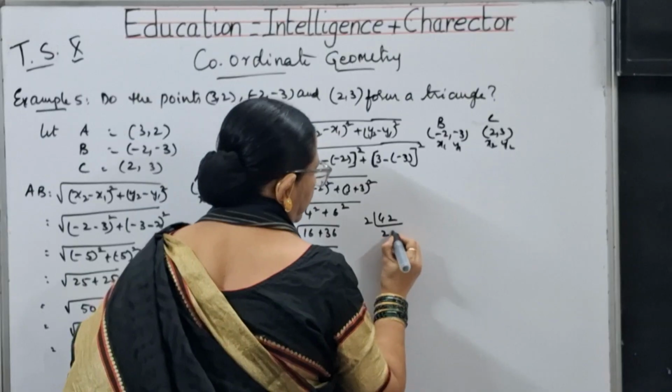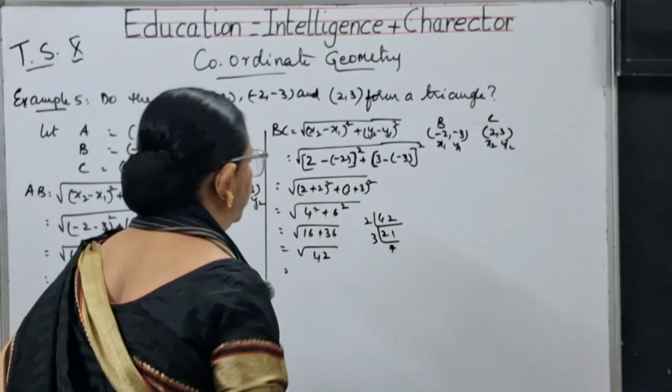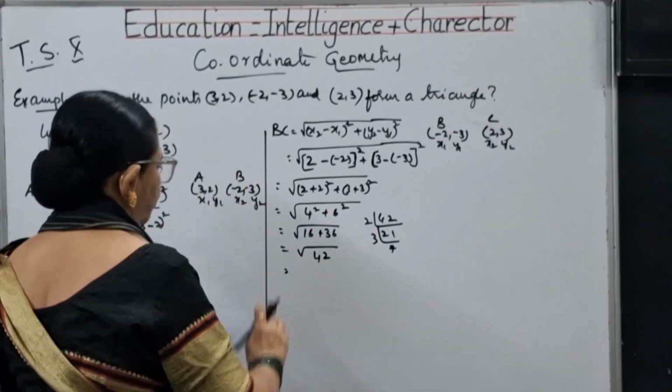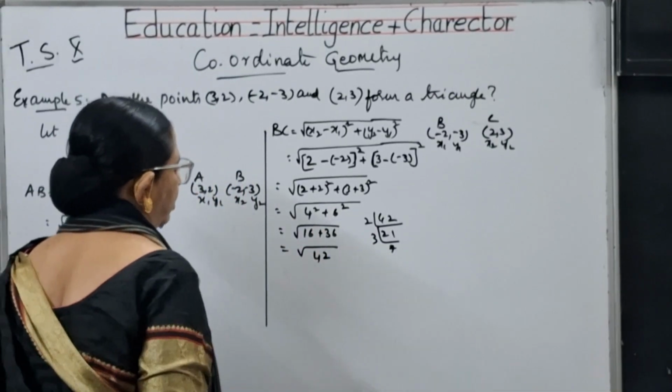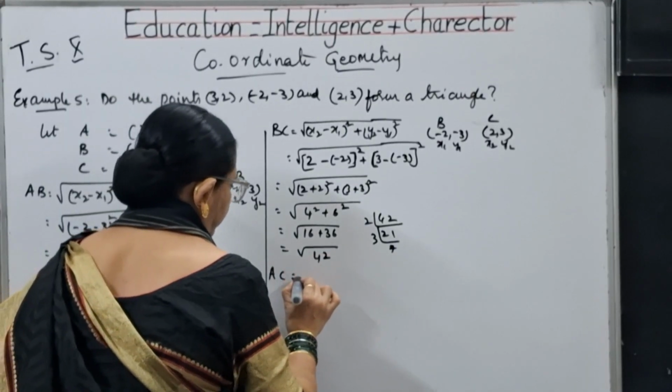Now factorizing, 52 has 2 twos and 13, and all are prime numbers, so we can stop here itself. BC is root 52. Now go for AC.